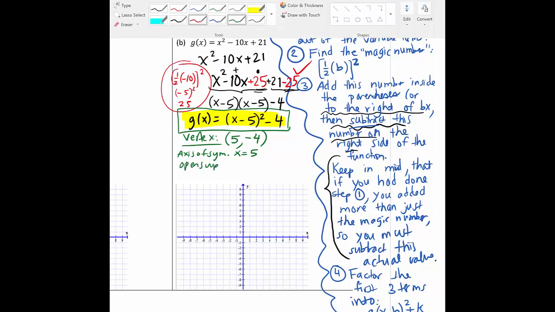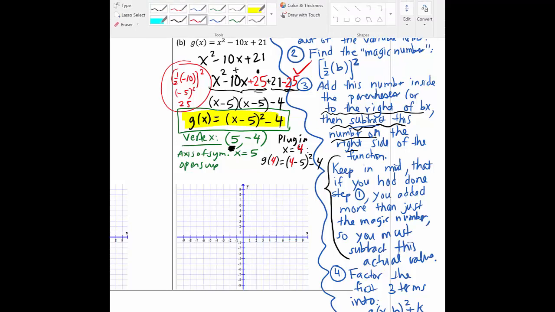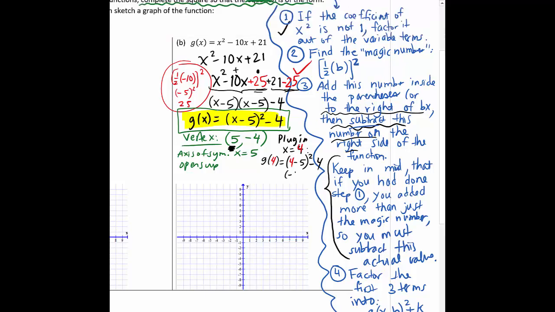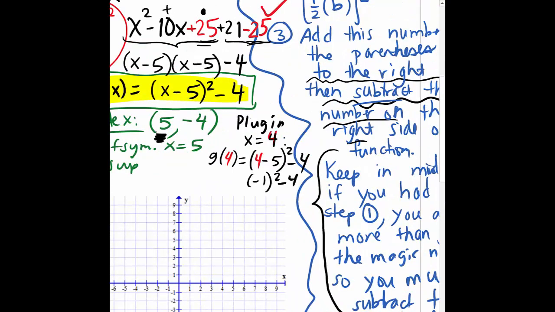And then I need one more thing. I just need to figure out one more point. So I'm going to plug in something close to this x value of the vertex. So maybe 4? It doesn't really matter. You can plug in 3 or 6 or something like that. Alright, so g of 4 is going to be, if I replace that x with the 4 there, let me simplify that guy. That's 4 minus 5 is negative 1 squared minus 4. But negative 1 squared is positive 1. Minus 4 is negative 3. So that point, the x value is 4 and the y value is negative 3.